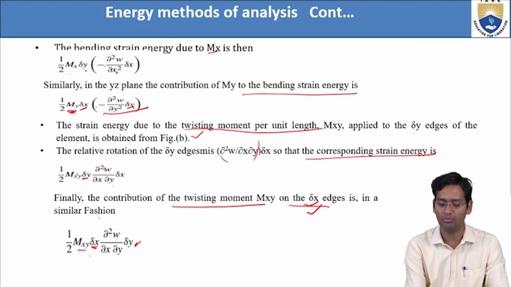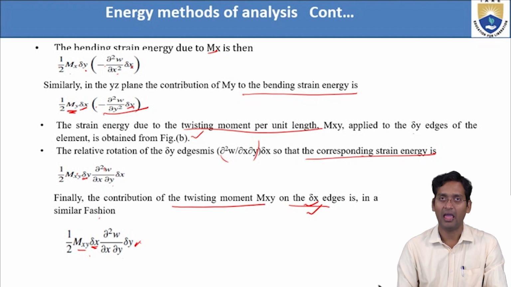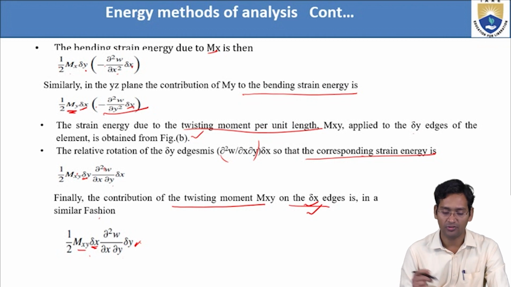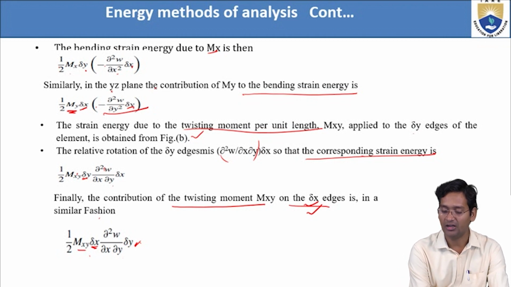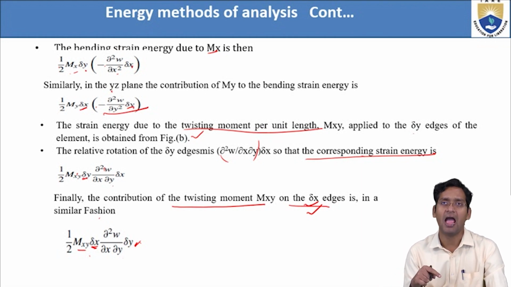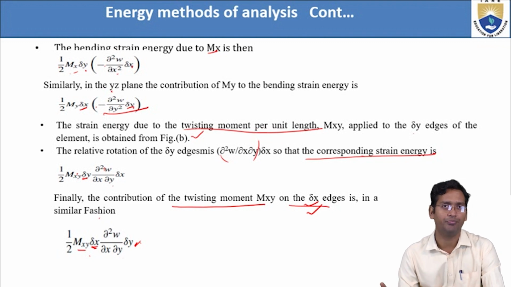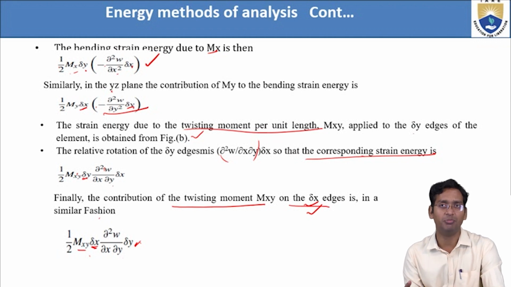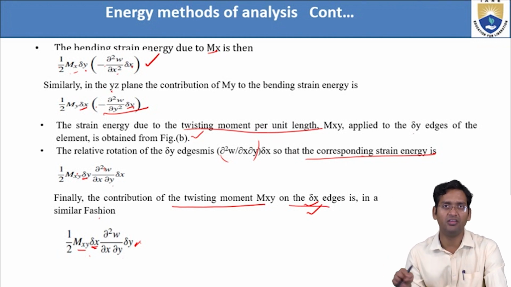So this one is minus ∂²w/∂x² into ∂x. That is Mx, because we apply Mx parallel to the y axis, and My we apply parallel to the x axis. Similarly, in the yz plane, the contribution of My to the bending strain energy is half My, and wherever x is there, it gets replaced by y. It is simple, no need to memorize. Just see along which axis we are taking. If we take Mx, the differential part will be along x and multiplied by ∂y. Once you know the first equation, the second equation in the yz plane for My is found by replacing x with y.